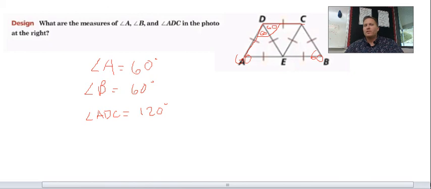All right, perfect. As long as you remember, an equilateral triangle has equal angles, which means that each angle is going to be 60 degrees, and we are golden.